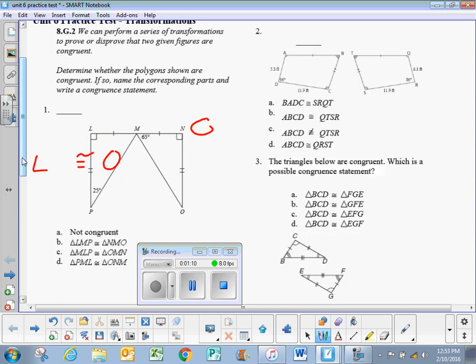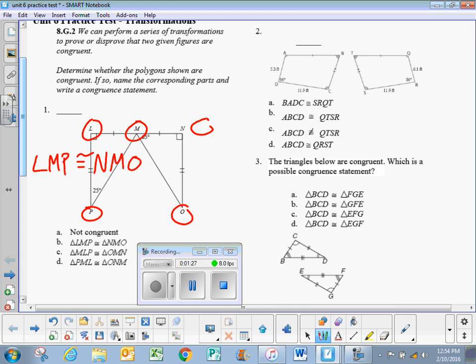So let's go ahead and put that. So since L and N are congruent, they're going to go first. What else is congruent? Well, these are both M. So M's going to go next. And then what else is congruent? P and O. So P and O.